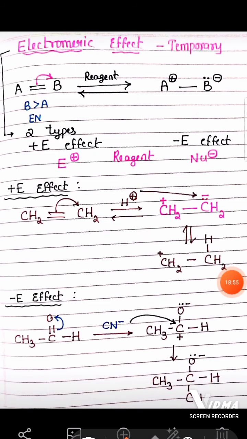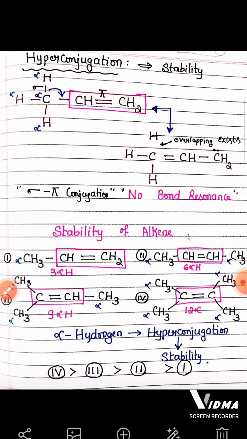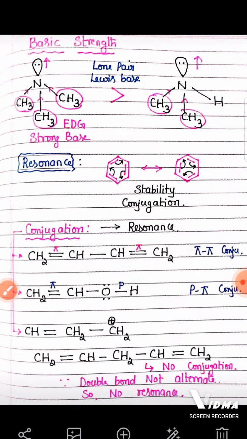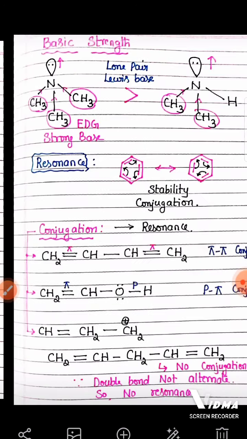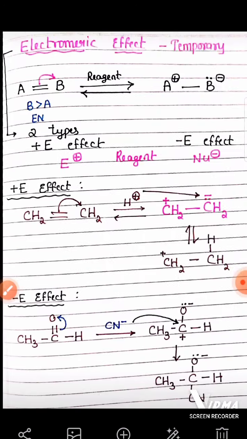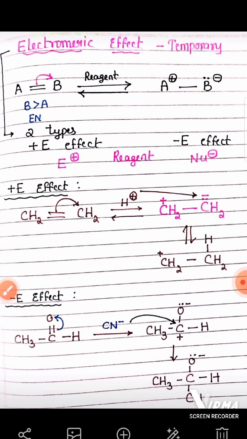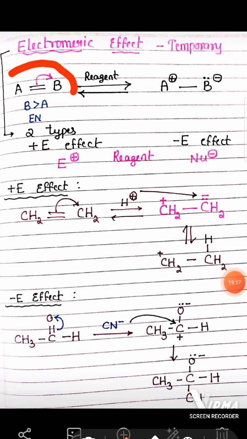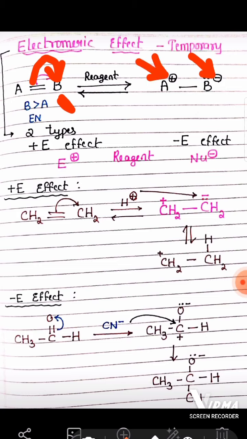Next, the electromeric effect. Let us understand the meaning of the electromeric effect, which is considered a temporary effect, whereas hyperconjugation, which we learned previously, is a permanent effect. Here we have one compound AB, an unsaturated alkene AB. Because of the higher electronegativity of B than A, the pi electrons shift to B, and we can find a negative charge on B and a positive charge on A.